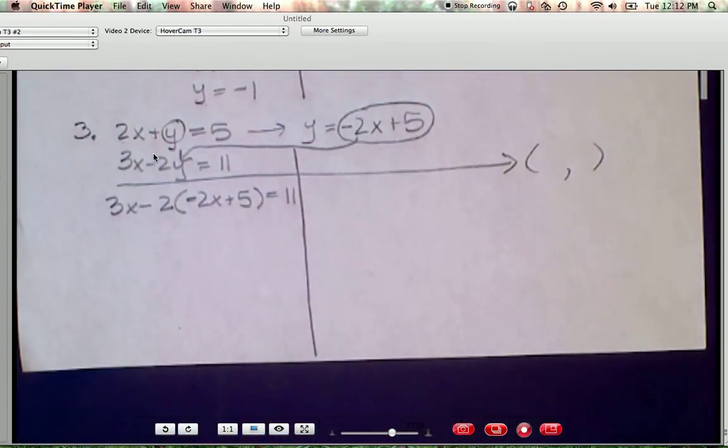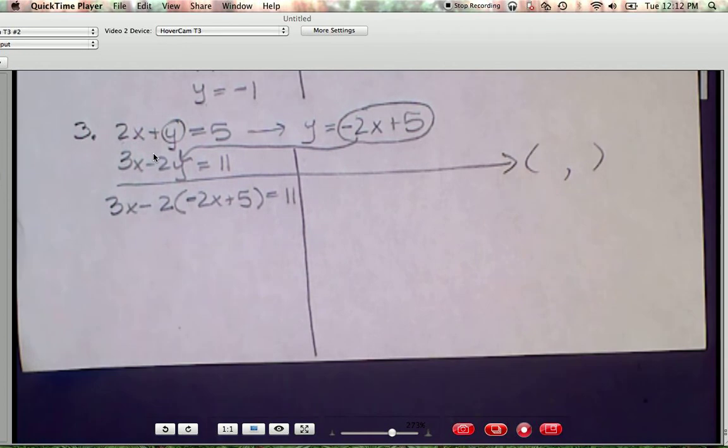Finish solving for x. And go ahead and plug that back in to find y. I want you to try to finish this one all by yourself. So push pause here and see if you can finish this problem on your own.